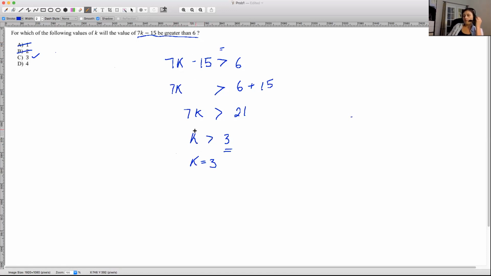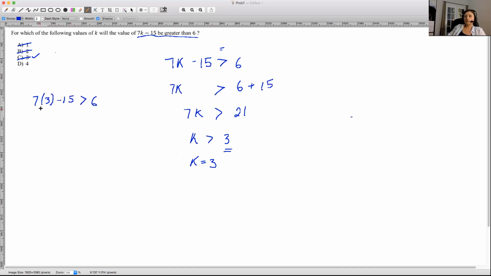So this way, it's not going to be choice C like I picked. It's not going to be choice C. I made that mistake myself. It's going to be choice D, because it's not k equal to or k more than or equal to, it's k more than 3. If you try to use 3 here, let's try to use 3 just to give you an example. 7 times 3 minus 15 is more than 6.